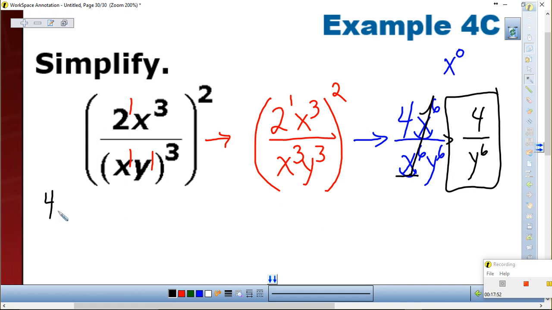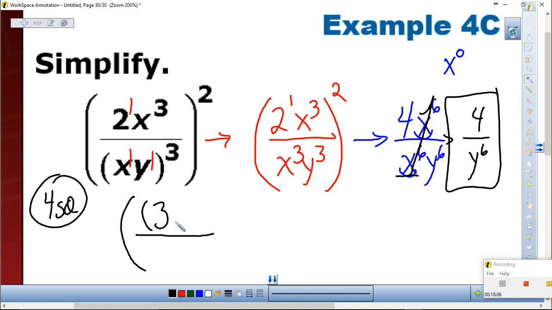Example 4 super Q. Big parenthesis. Fraction bar. Little parenthesis on the numerator. 3a b to the second, close parenthesis, to the second power. Denominator, a b, close big parenthesis, to the second power. Copy that. See how you do with that one. Ready, go.